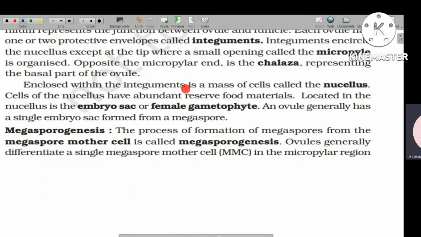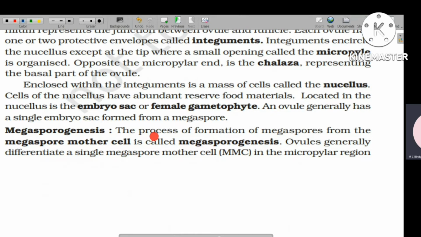Enclosed within the integuments is a mass of cells called the nucellus. Cells of the nucellus have abundant reserve food materials. Located in the nucellus is the embryo sac or female gametophyte. An ovule generally has a single embryo sac formed from a megaspore.